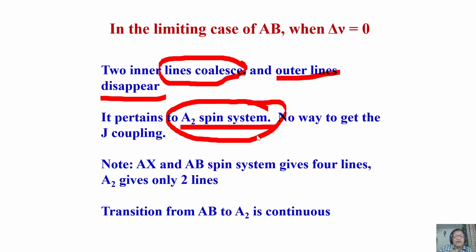And you can smoothly go from AX to AB and AB to A2. Start with AB, you can keep on increasing the field, take it to AX. Start with AB, keep on reducing the chemical shift separation, make them equivalent, you can bring it to A2. It is a continuous transition. Transition from AB to AX is continuous and AB to A2 is also continuous. So this is what you please remember.